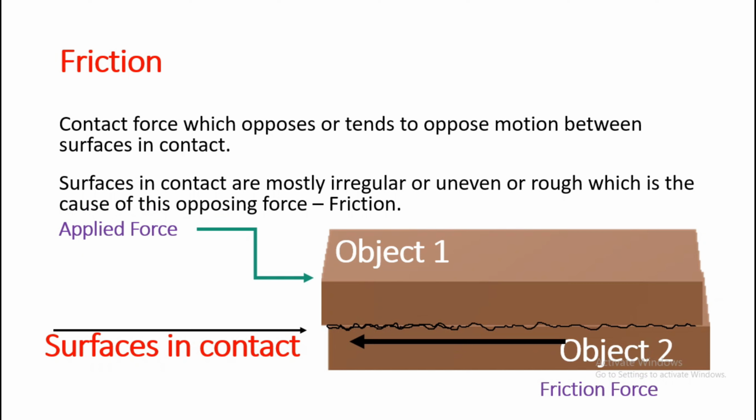Both the bodies are in contact with each other, and where they are contacting each other, there is a cause of friction because these surfaces are uneven or rough. Now, the larger the area in contact, the greater will be the force of friction.